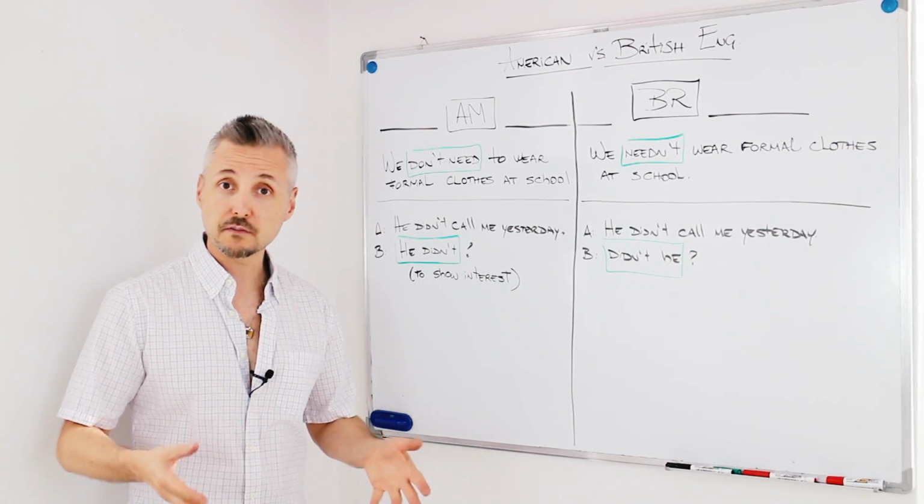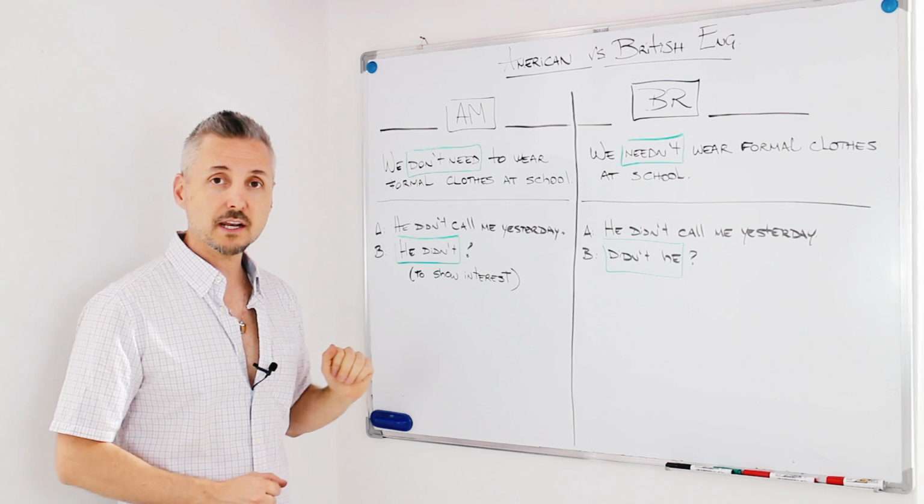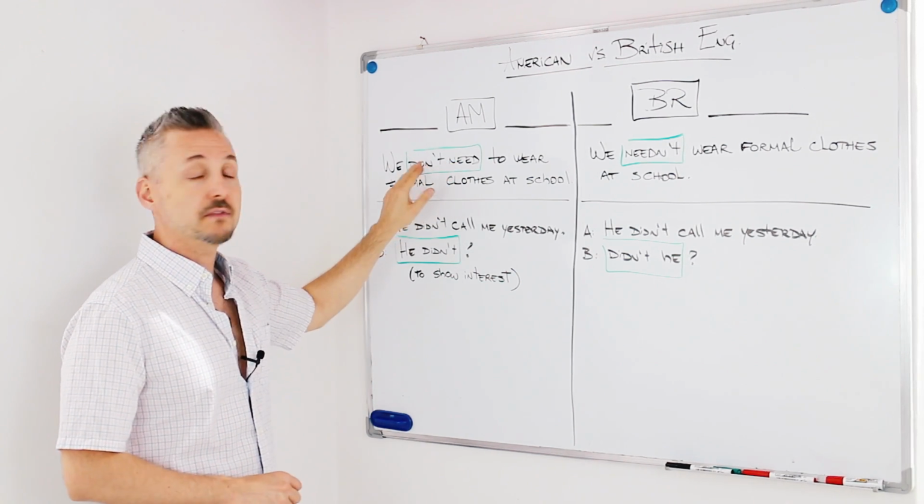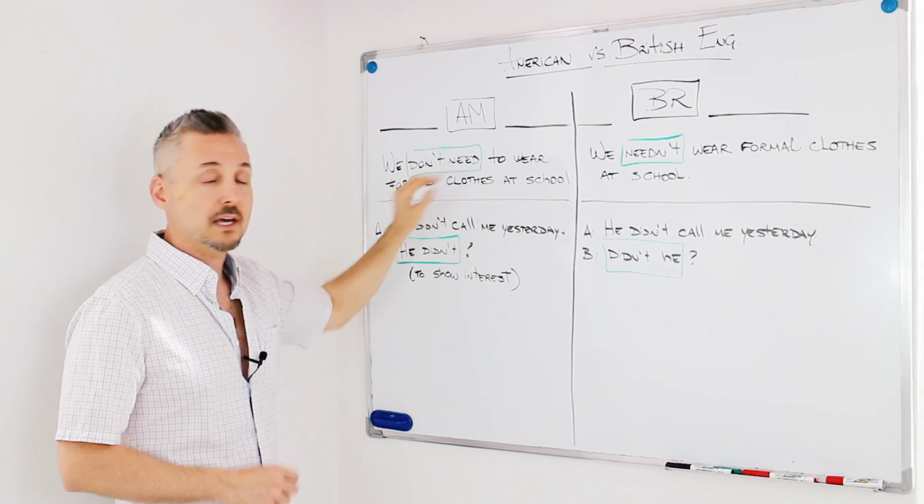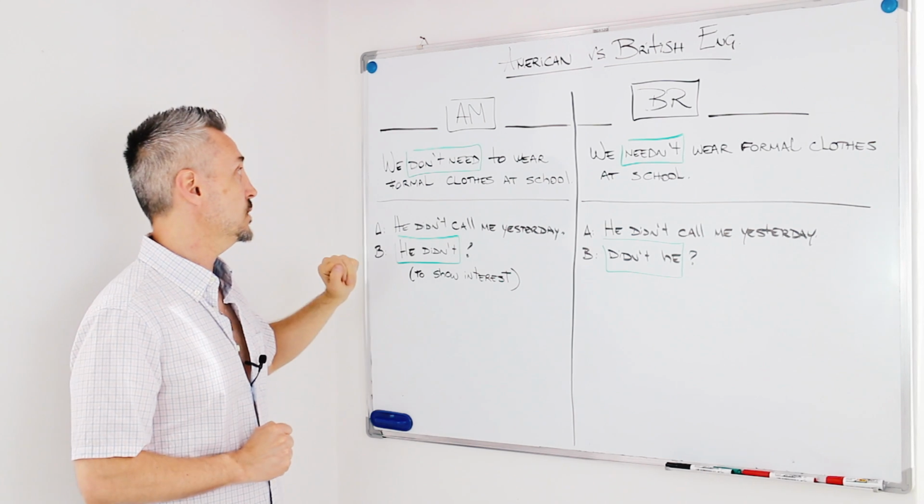So we continue with the differences, and in American English, we use the auxiliary when we need to use need, the verb to need.